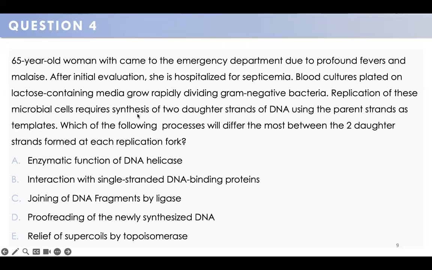Replication of these microbial cells requires the synthesis of two daughter strands of DNA using the parent strand as a template. Which of the following processes will differ the most between the 2 daughter strands formed at each replication fork? So this is a long one. Let's divide it. Let's highlight the most important parts. So as we mentioned, here we're looking for the bacteria, where the replication requires the synthesis of 2 daughter strands of DNA using the parent strand as a template, which is the same as in the human.